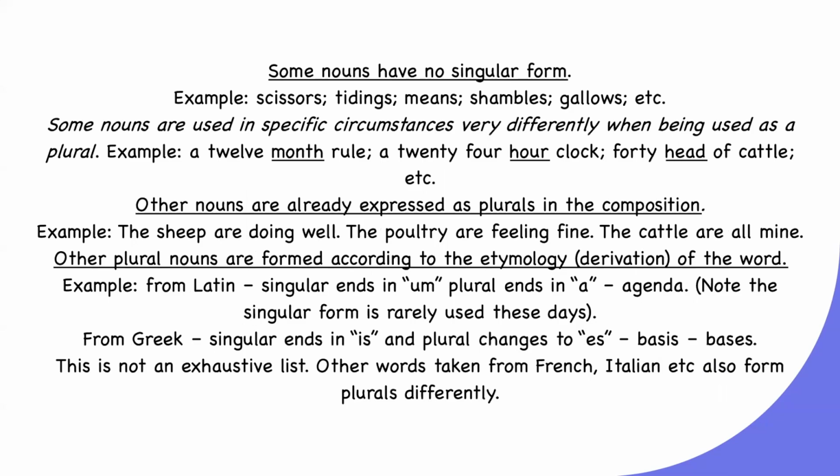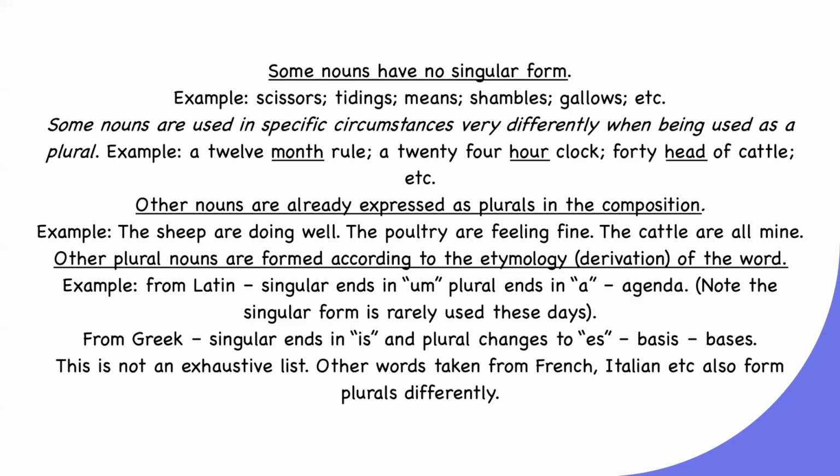Some nouns have no singular form. For example, scissors, tidings, means, shambles, gallows, etc. Some nouns are used in specific circumstances very differently when being used as a plural. Have a look at this. A 12-month rule, no S. A 24-hour clock, 40 head of cattle. Other nouns are already expressed as plurals in the composition. The sheep are doing well, the poultry are feeling fine, and the cattle are all mine.